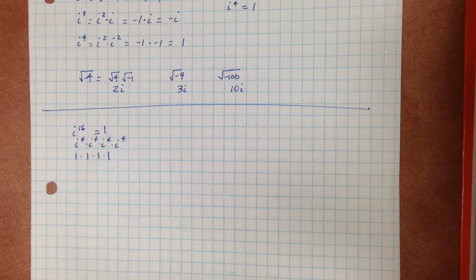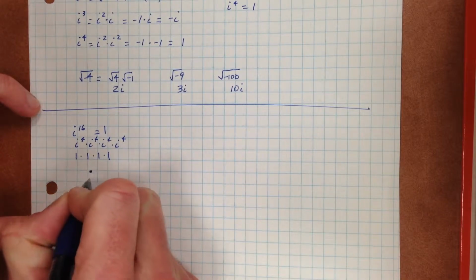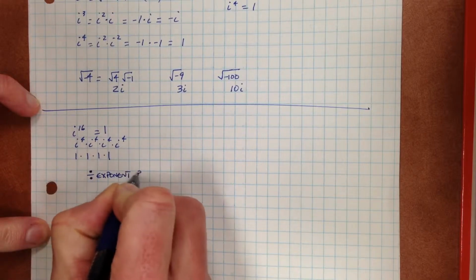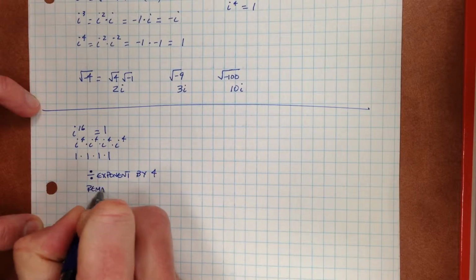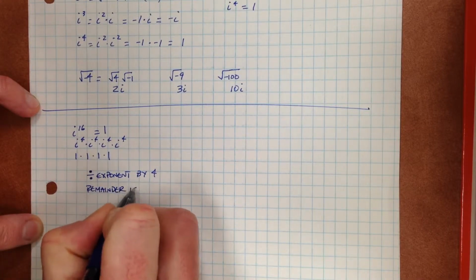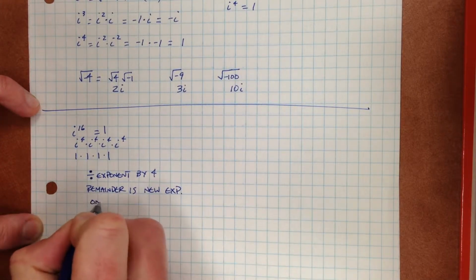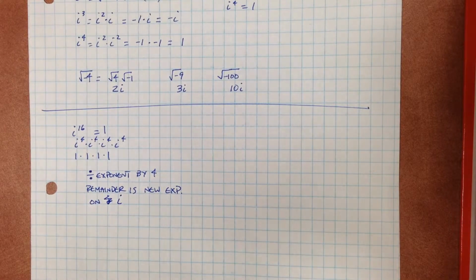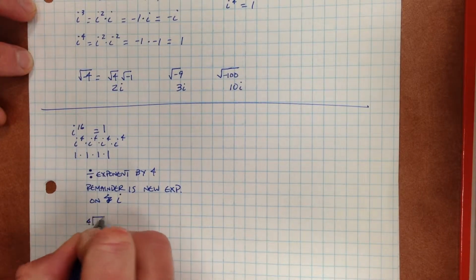Well, is there a better way of doing this if my numbers get larger and I don't want to write out all these different 4-packs? The answer to that is yes. What you want to do is you want to divide the exponent by 4. The remainder is the new exponent on I. So really what I'm talking about here is I would take this original exponent of 16 and I would divide it by 4.